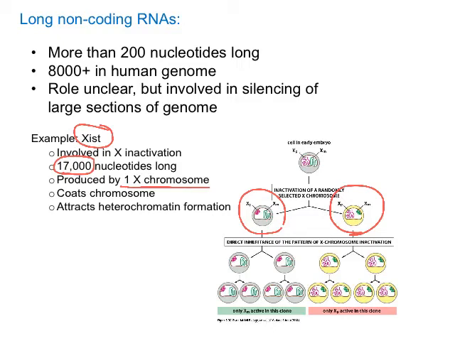So it's thought that the Xist non-coding long RNA is produced by one of these X chromosomes, and it wraps around that chromosome and coats it, and then somehow attracts or promotes heterochromatin formation, so that X chromosome gets very condensed and can no longer be used for transcription in the cell.